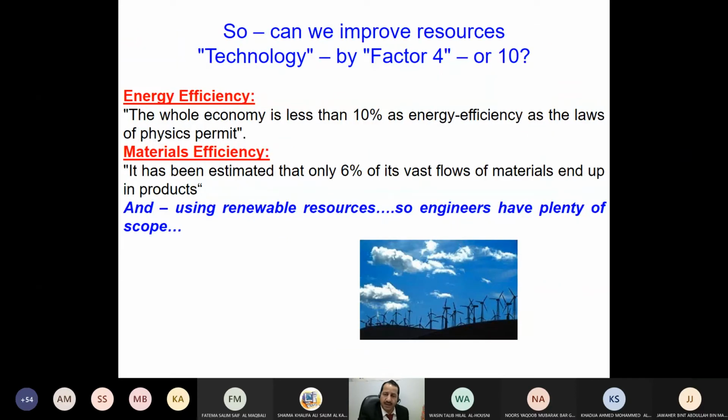Now you may say, okay, can we do something? Yeah, we have many things to do. Two examples are energy efficiency. We can improve energy efficiency by improving the technology, by improving the way we build our buildings and houses, to reduce the consumption.